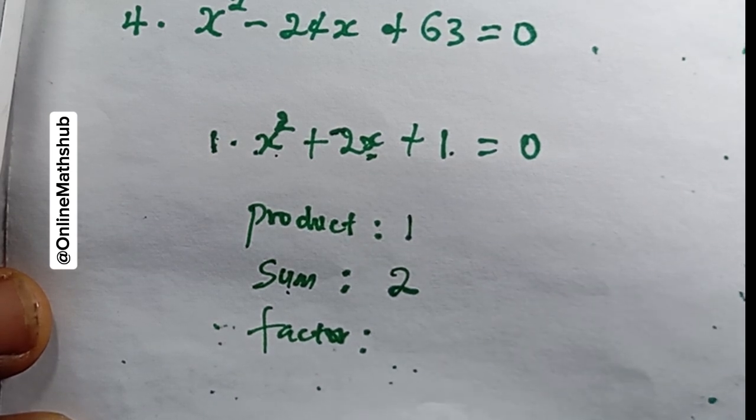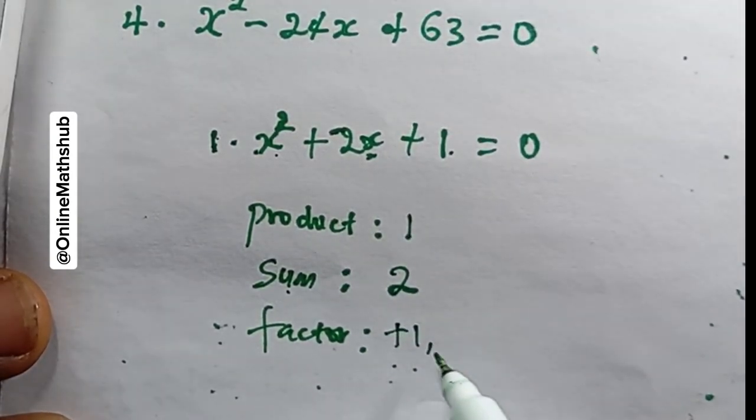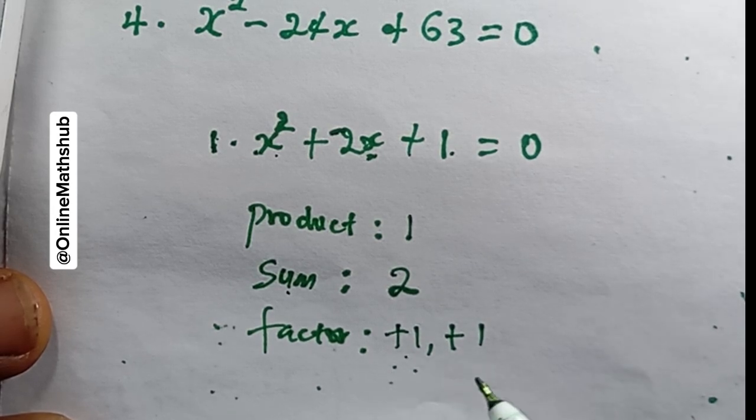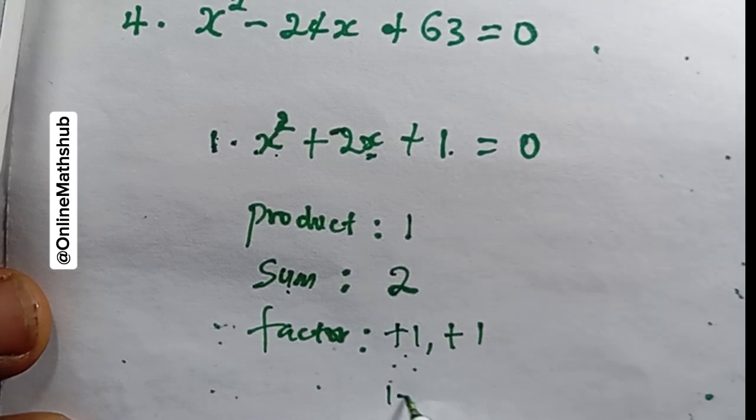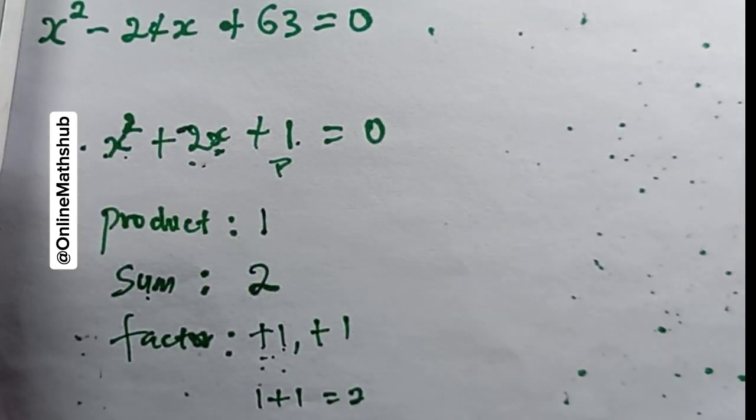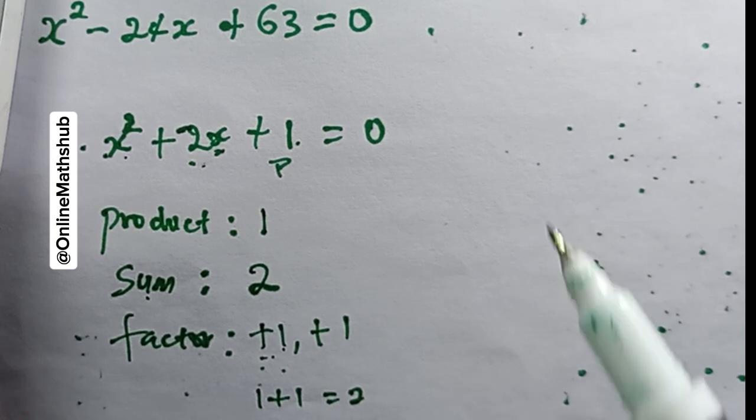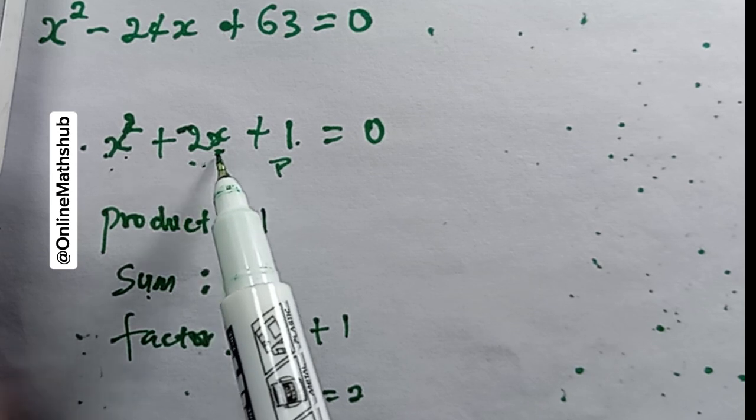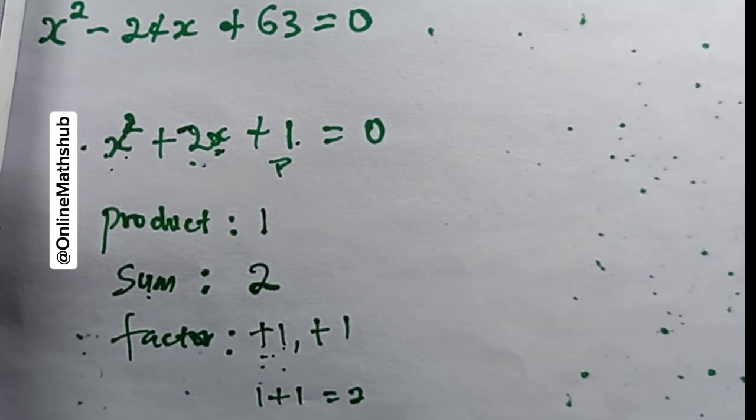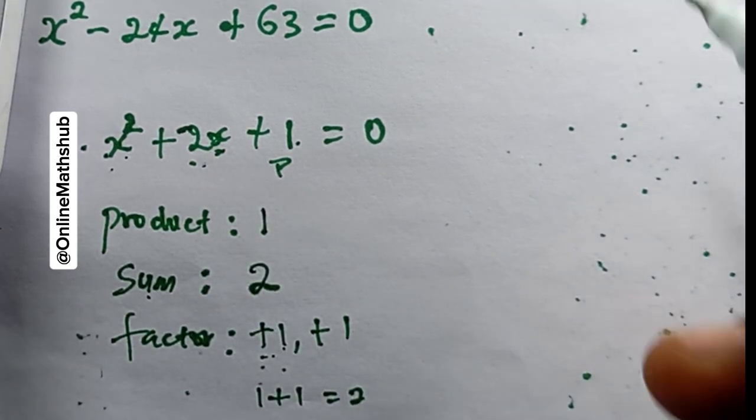It is very simple. In this question, those two terms will be positive 1 and also positive 1. When you multiply positive 1 by positive 1, it gives you 1, and when you sum both of them, 1 plus 1, it is also equal to 2. Once you've gotten the factors, you come back to this question, and in place of the 2x, you write the sum of the two terms you've gotten.